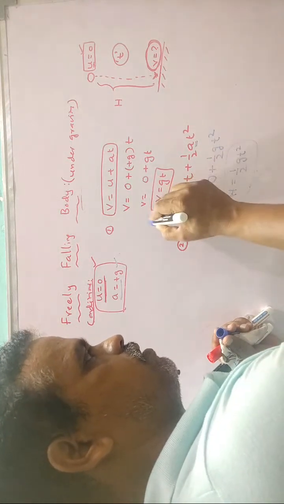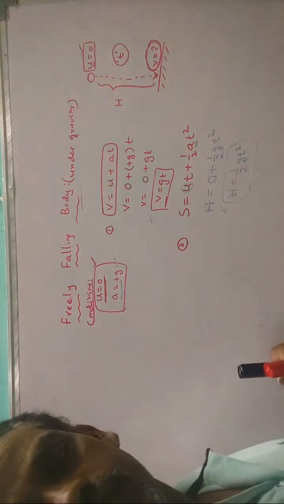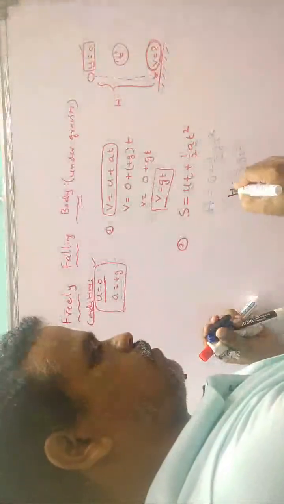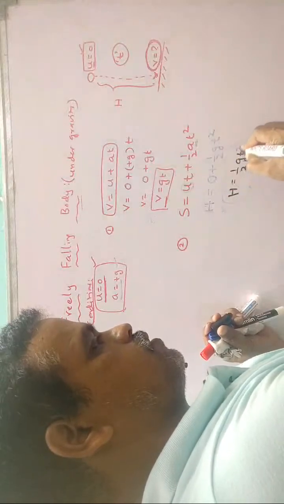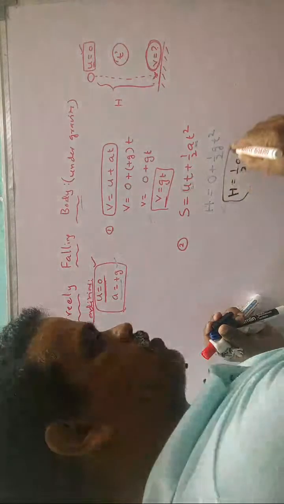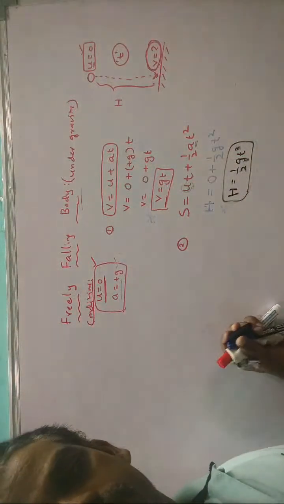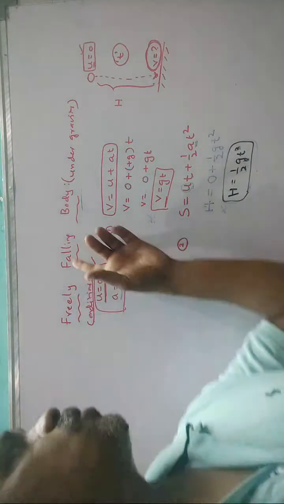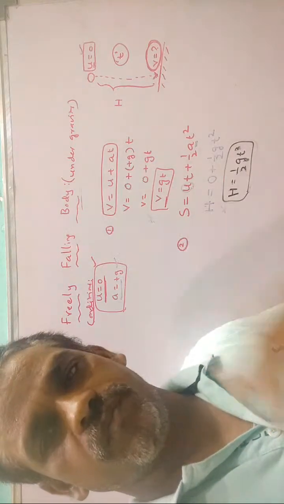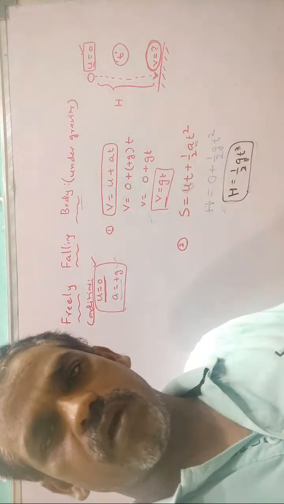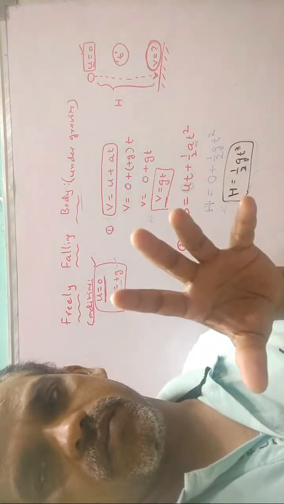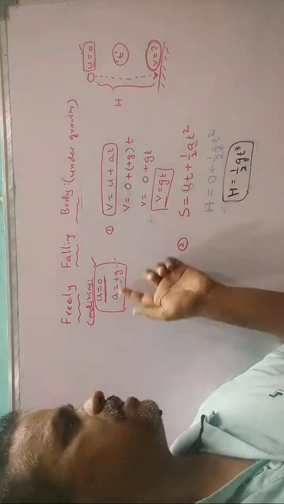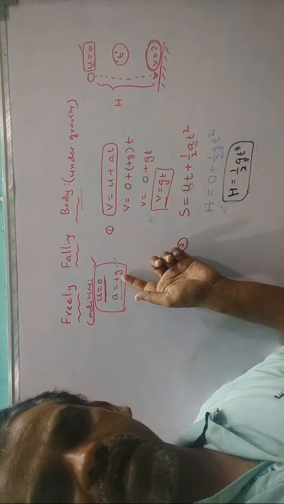This is also a very important formula. Look here, we got h equal to half gt square. See what we are doing here. I took one case here, the freely falling body. For a freely falling body, what are the conditions? Initial velocity is 0, acceleration equal to plus g. What is g here? Gravitational acceleration.